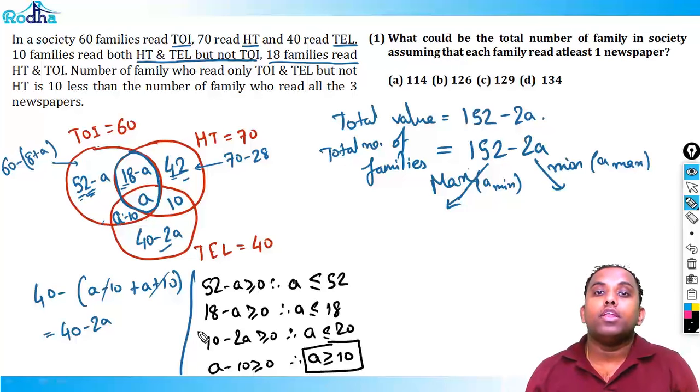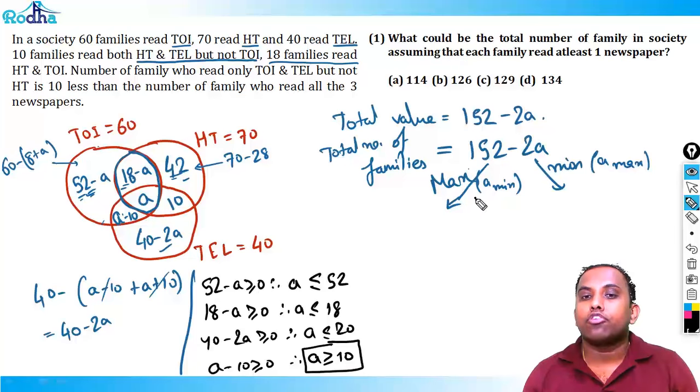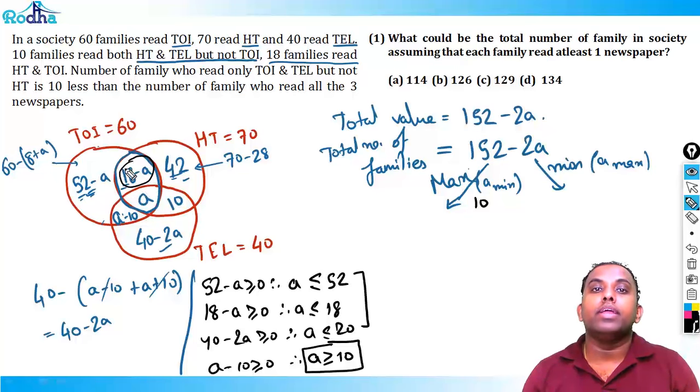So what is the minimum value of A? So minimum value of A has to be 10. Right. Minimum value of A has to be 10. Right. So what is the maximum value of A? So look at this part here. So A is always less than 52. Fine. But A maximum value cannot be 52, because if I take A as 52, then 18 minus 52 will be negative. Not possible, right? Number of people cannot be negative.